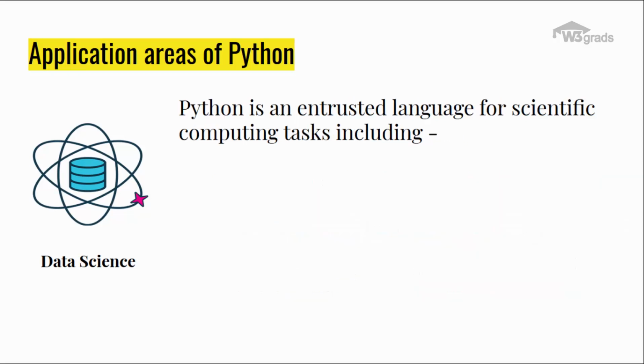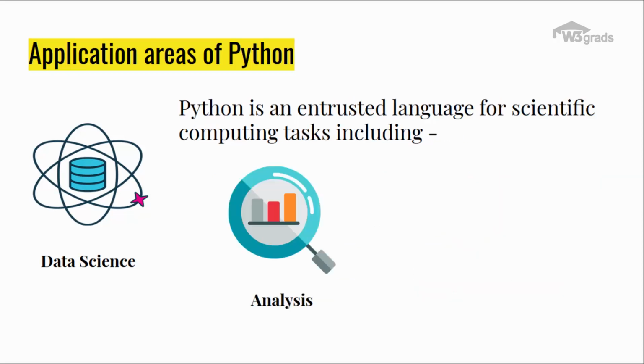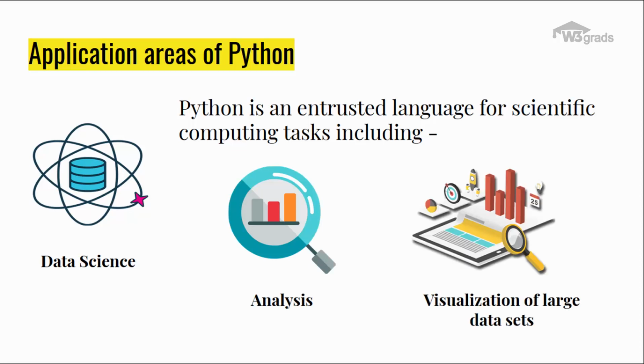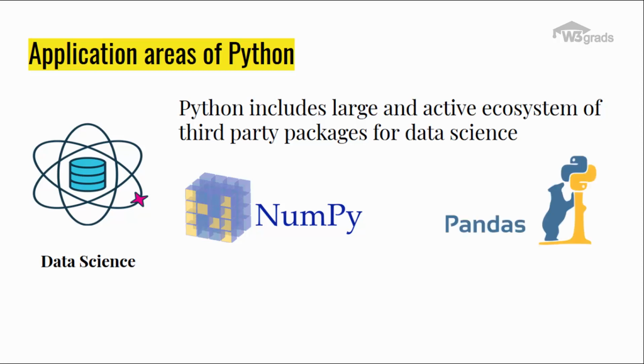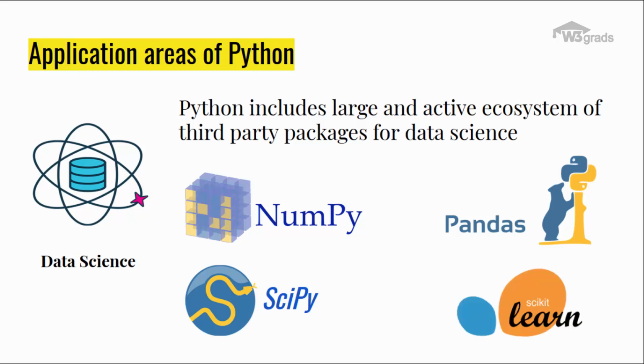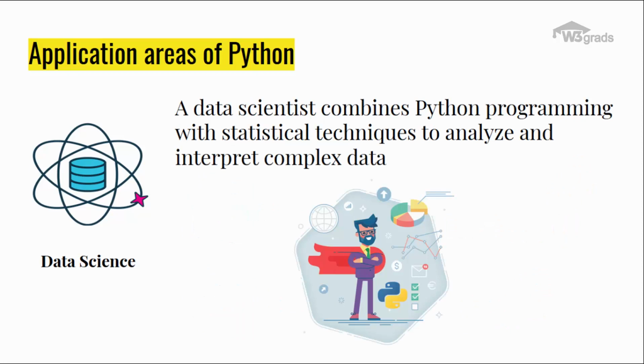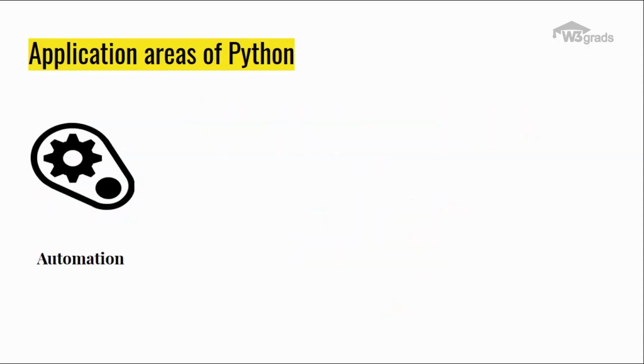Python is an entrusted language for scientific computing tasks, including analysis and visualization of large data sets. The use cases of Python in data science stem from the large and active ecosystem of third-party packages, such as NumPy for manipulation of homogeneous, array-based data, Pandas for manipulation of heterogeneous and labeled data, SciPy for computing tasks, scikit-learn for machine learning, etc. So, a data scientist combines statistical techniques with Python programming language to analyze and interpret complex data. The second in the list is automation.